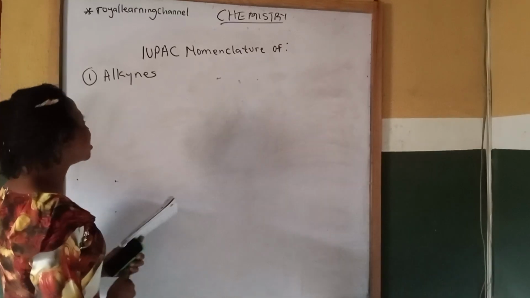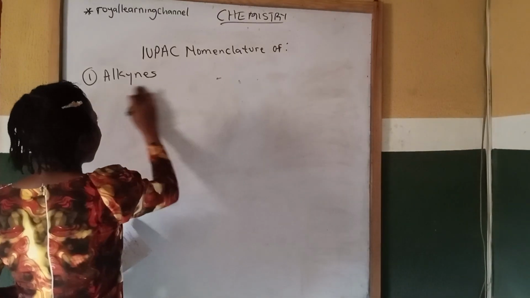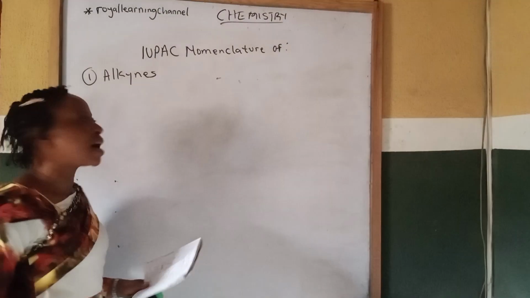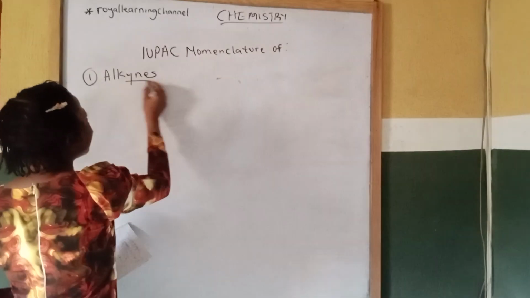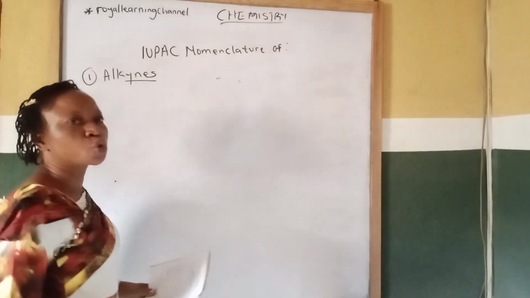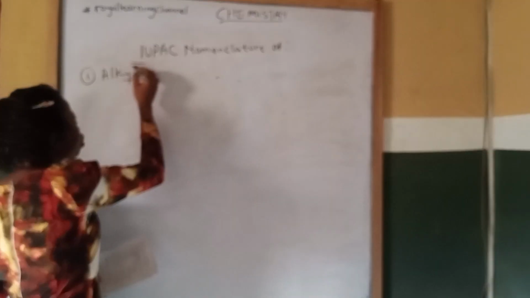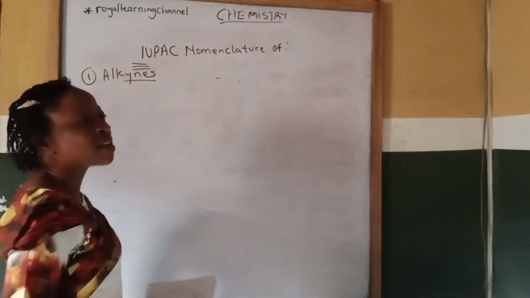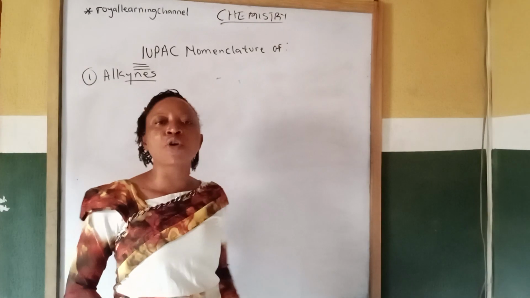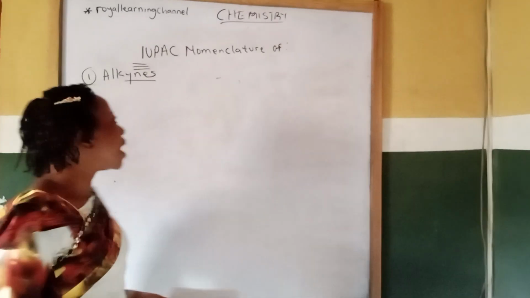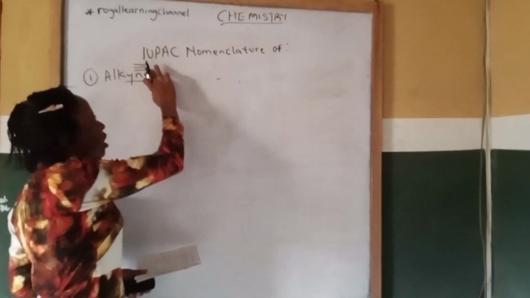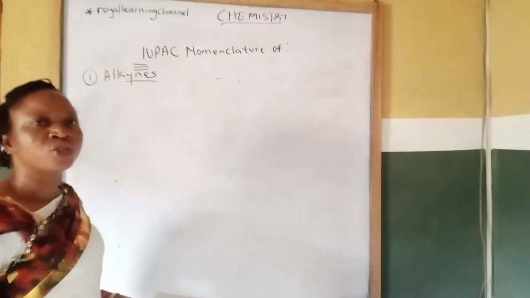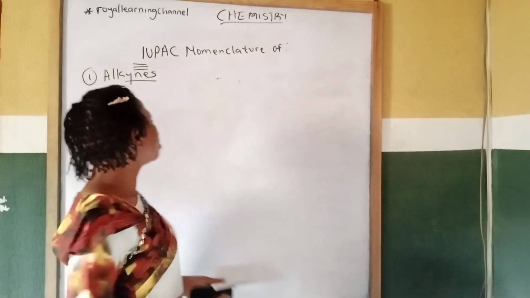Now let's look at naming under alkyne. Don't forget that the "yne" from this word alkyne means what? Triple bond. So it shows that we recognize a structure of alkyne by what? By the presence of a triple bond in its structure. It contains a triple bond in its structure.